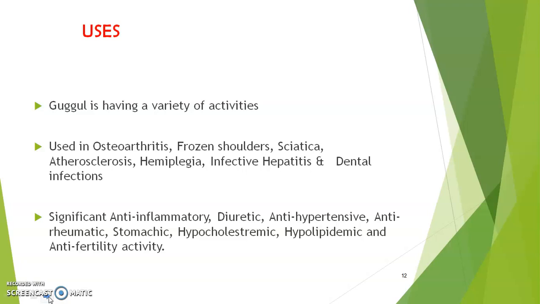Then uses of Guggul. It has varieties of activity. It is used in treatment of osteoarthritis, frozen shoulder, sciatica, atherosclerosis, hemiplegia, infective hepatitis, and dental infection. Significant anti-inflammatory, diuretic. It also acts as antihypertensive, stomachic, hypocholesterolemic, hypolipidemic, and antifertility activities are also shown by Guggul.